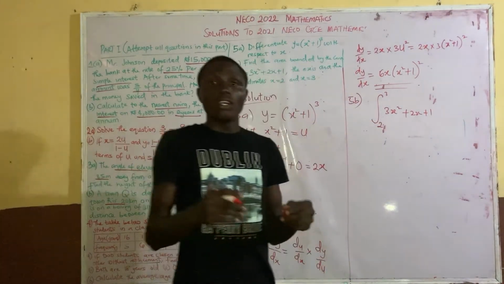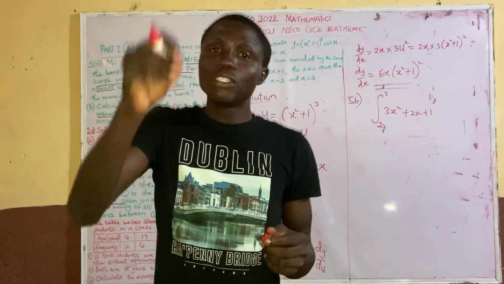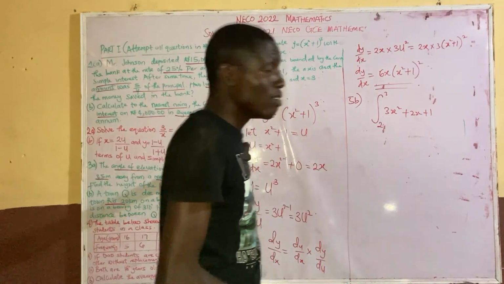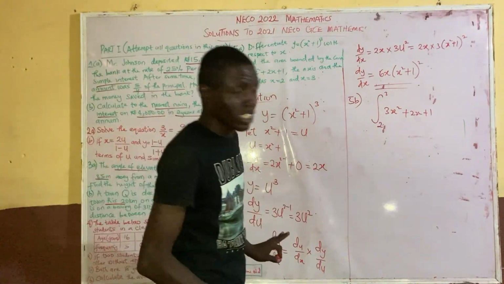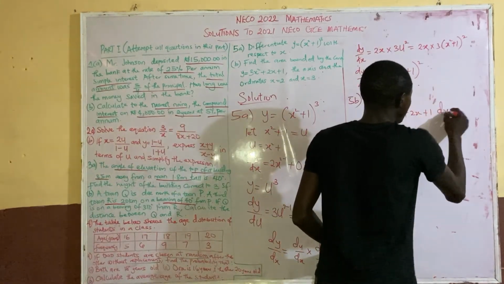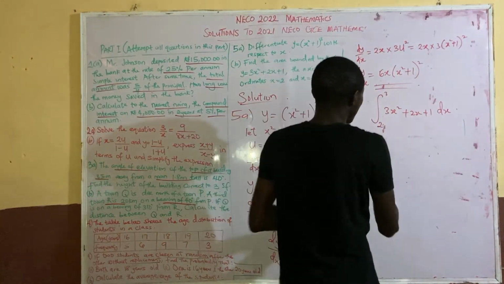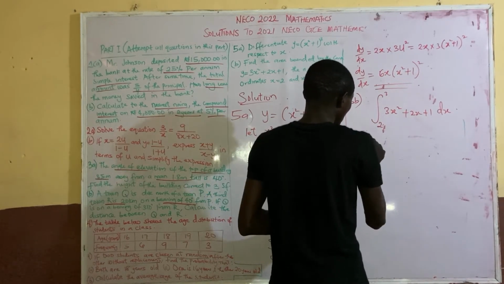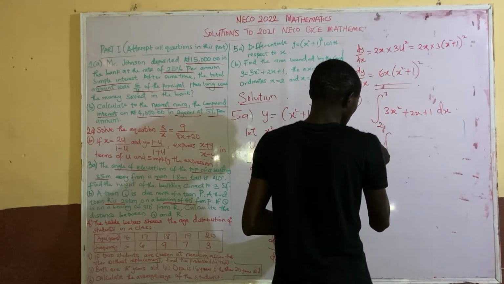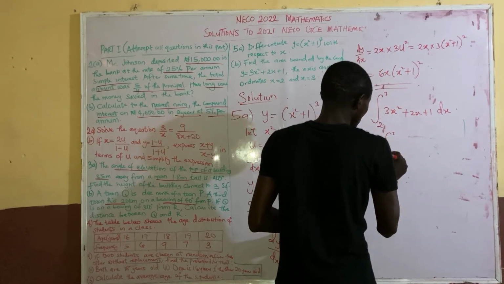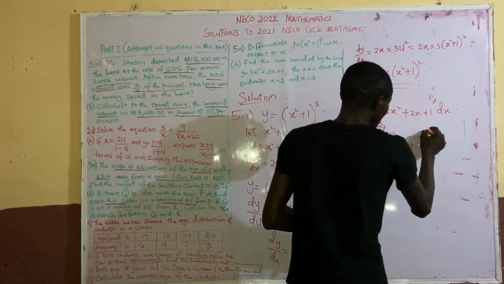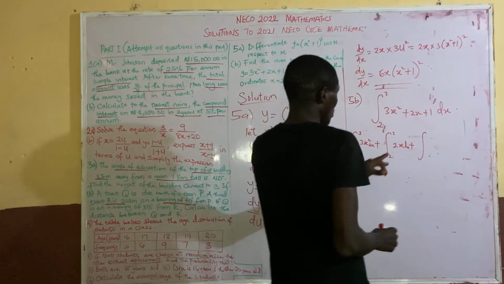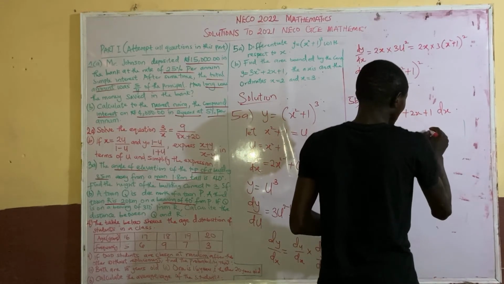Please, if you don't get this, make sure you watch the video under JAMB 2022 differential calculus and integral calculus. You have a better understanding about differentiation and integration. So we have dx. Now, you want to integrate this, you separate it out. We have integral of 3x squared dx plus integral of 2x dx plus integral of 1 dx, with the boundary of 3, 2.